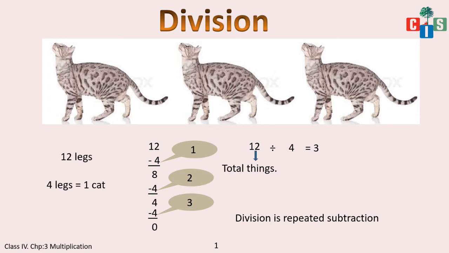See, 12 is the total thing you have, and 4 is the number of things in each group. One cat is 4 legs. So in each group how many legs are there? 4. And likewise, I have 3 cats, that is 3 groups of cats. So total things divided by the things in each group will give me the number of groups. I hope it's clear to you.